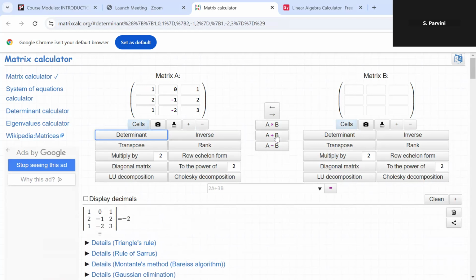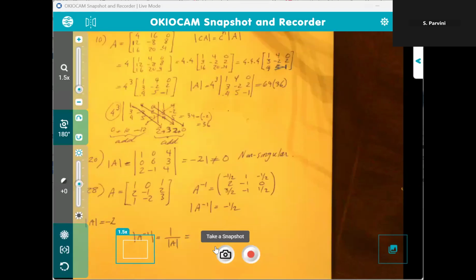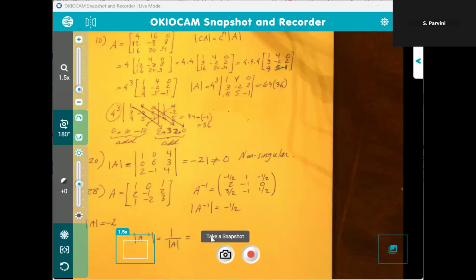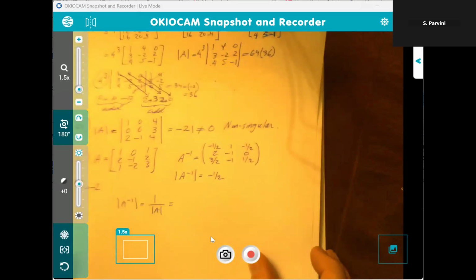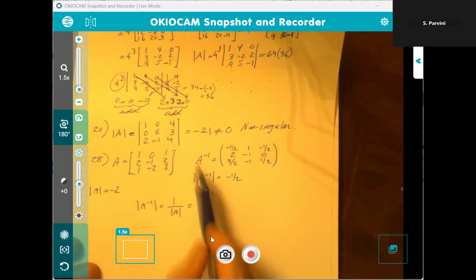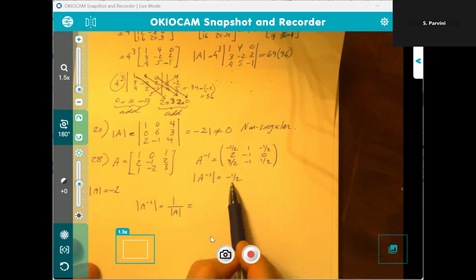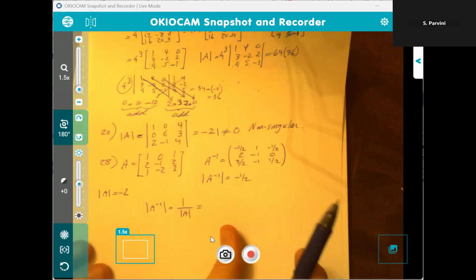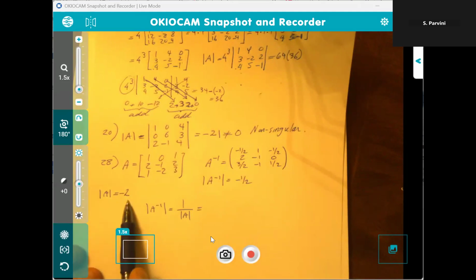Now let me switch to my notepad and I'll show you what I'm doing on the notepad. All right. So this is what I have so far. Number 28. Here's matrix A. We found the inverse. The determinant of the inverse is negative a half. And then the determinant of A itself is negative 2.